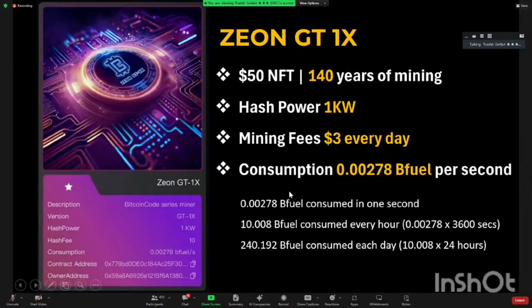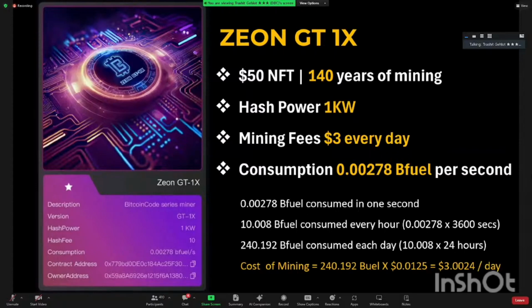And if we determine the charges in dollars, that would be 240 multiplied by the value of B fuel in dollars, that is 0.0125. So this comes around $3.0024 every day. So what does this mean? This means if you have plugged in this NFT to mining, this NFT is going to cost you $3 every day. You can see the cost of mining is $3 every day.